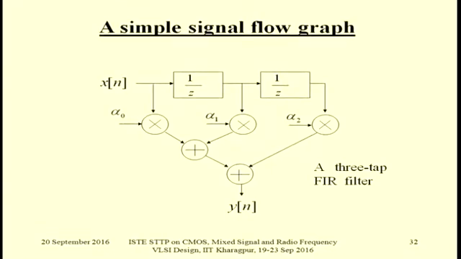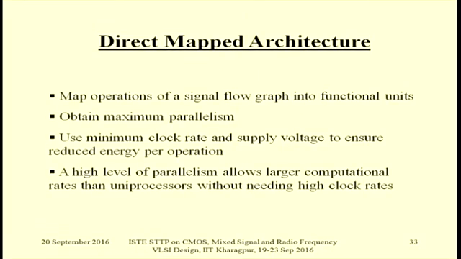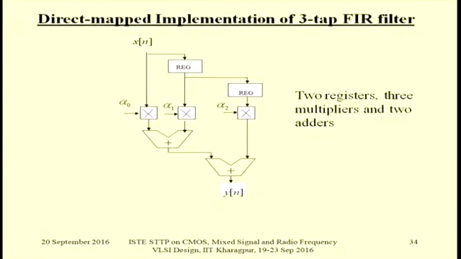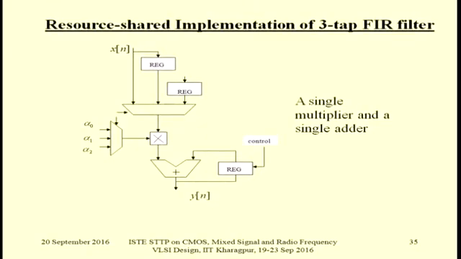So for a 3-tap FIR filter, if you have direct mapping, map the operations of each node to functional units. You can obtain maximum parallelism. Use the minimum clock rate and supply voltage to ensure reduced energy per operation. A high level of parallelism allows a larger computation rate than uniprocessors without needing higher clock rates. So you will have 3 multipliers, 2 adders, 2 registers. Registers we require because these can be multiple bits, so for an n-bit word, you will require an n-bit register. This will be a sizable cost.